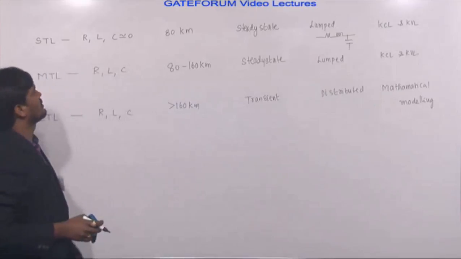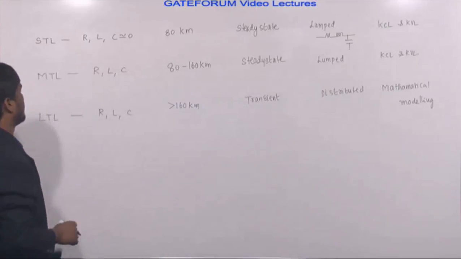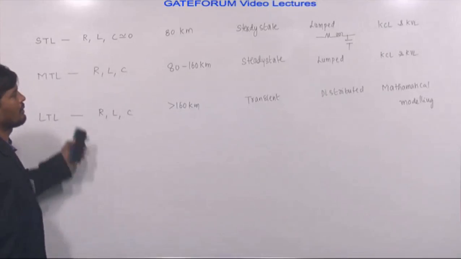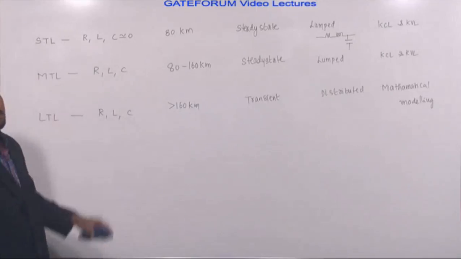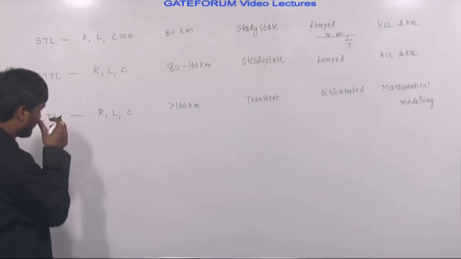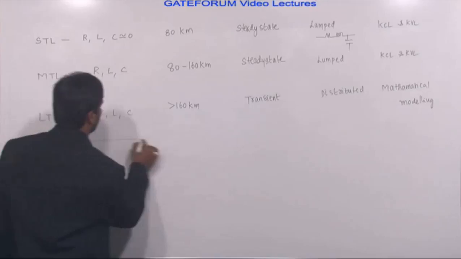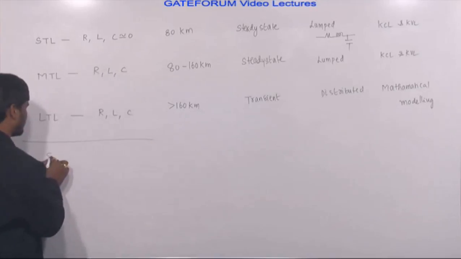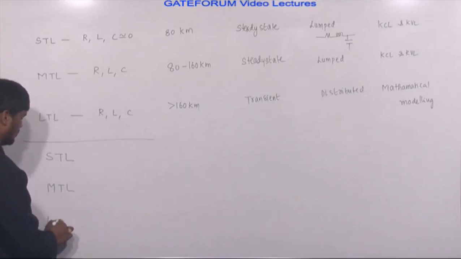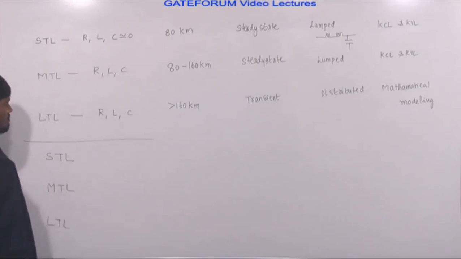This is the analysis of short line, medium line, long line. For short and medium lines, we can apply KCL and KVL, but for the long line we have to apply mathematics. The reason is KCL and KVL fail for distributed parameters. Right? Next, that is one table. Another table is for short line, medium line, long transmission line.